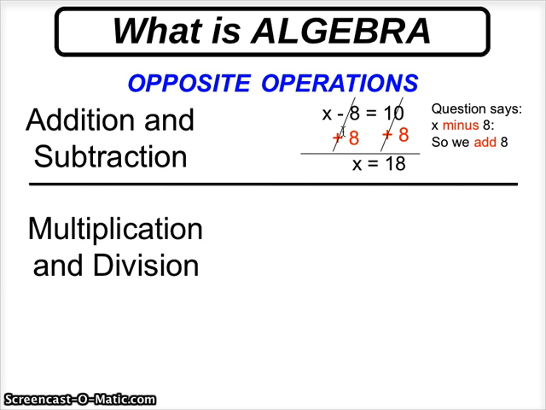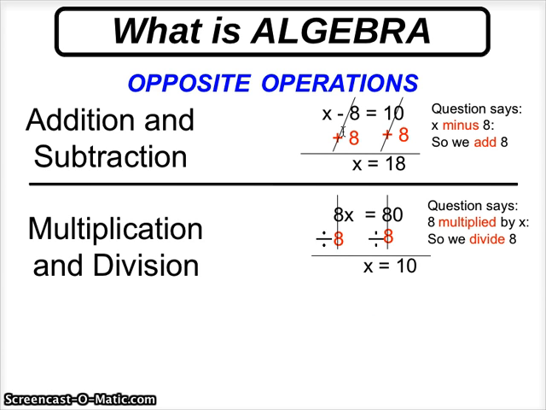Multiplication is the opposite of division, and in this example, the question says 8 multiplied by x equals 80. The opposite of multiplication is division, so I will go 8 divided by 8, and the common misconception here is that this cancels out to give me 0. This is not the 0 model. However, up here, this is the 0 model because negative 8 plus 8 does give me 0.